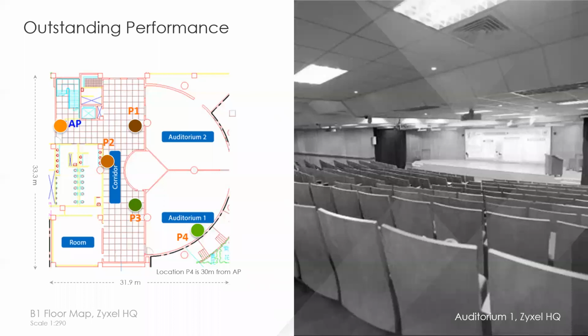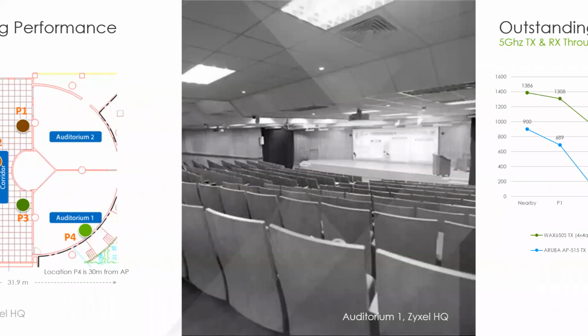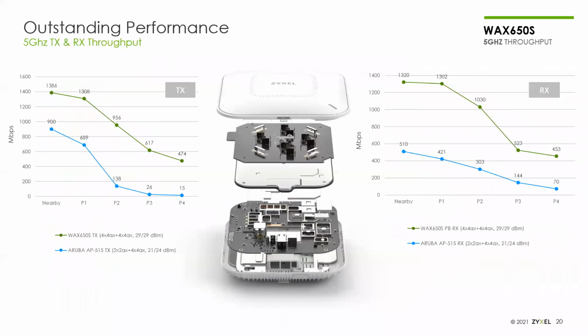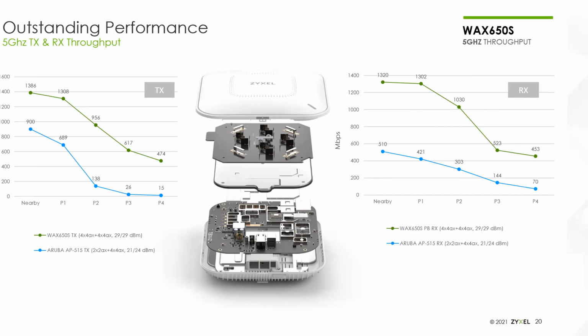So we've done some of our own testing here, where we compared our product with an HP Aruba product. Both of them are a 4x4 Wi-Fi 6 access point. Our performance is in green, their performance is in blue. And as you can see on both transmit and receive, our access point with smart antenna significantly outperformed their access point without smart antenna technology.